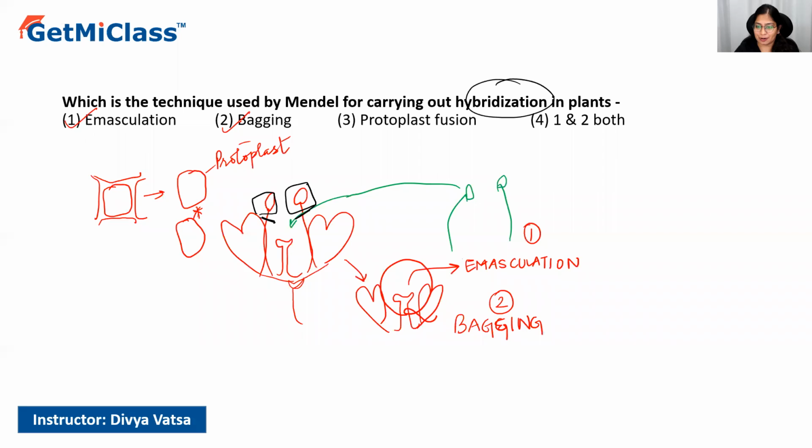So the correct option would be option number 4. We saw that protoplast fusion was not what Mendel did. It is an advanced technology. Only 1 and 2 he was able to do. So the correct option that we have over here is option 4.